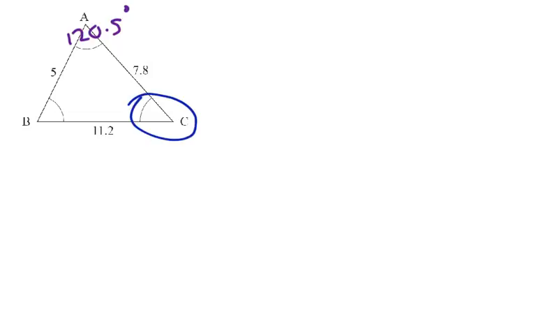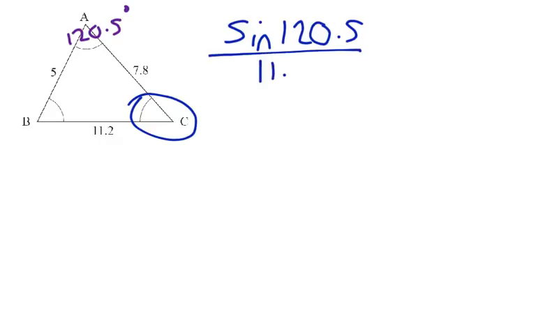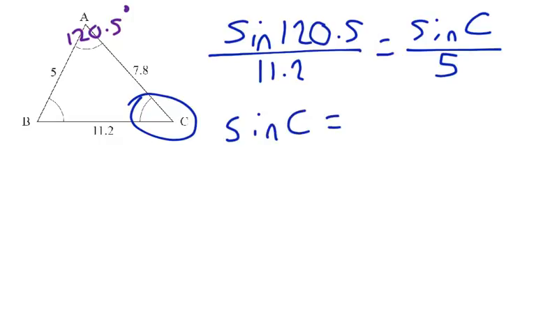To find this, the sine rule tells us that sine of 120.5 over the length opposite it, which is 11.2, is equal to sine of C, the angle we want to find, over the length opposite it, which is 5. So rearranging this, we get sine C is equal to sine of 120.5 over 11.2 times by 5.